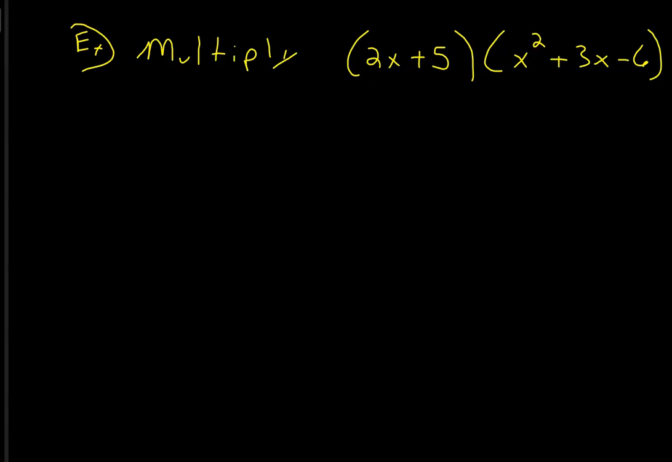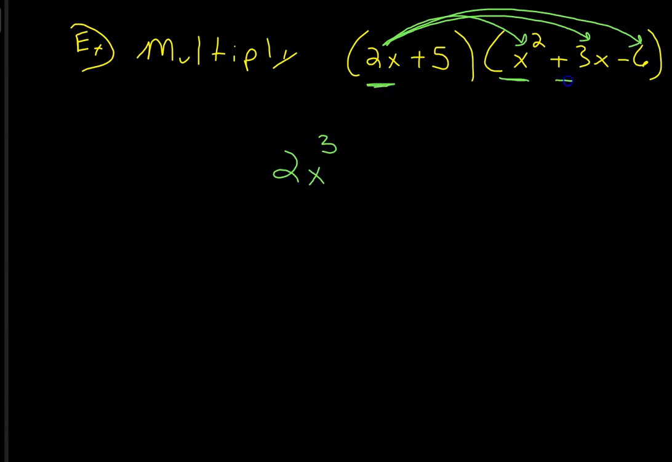You're basically going to take the 2x and distribute it to each term: the first term, the second term, and the third term. So 2x times x squared should give you 2x to the third power. And then 2x times 3x should give you 6x to the second power. And then 2x times negative 6 should give you negative 12x.